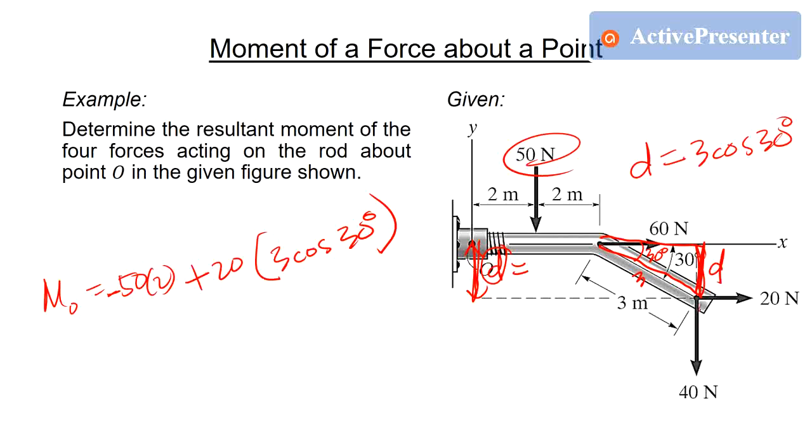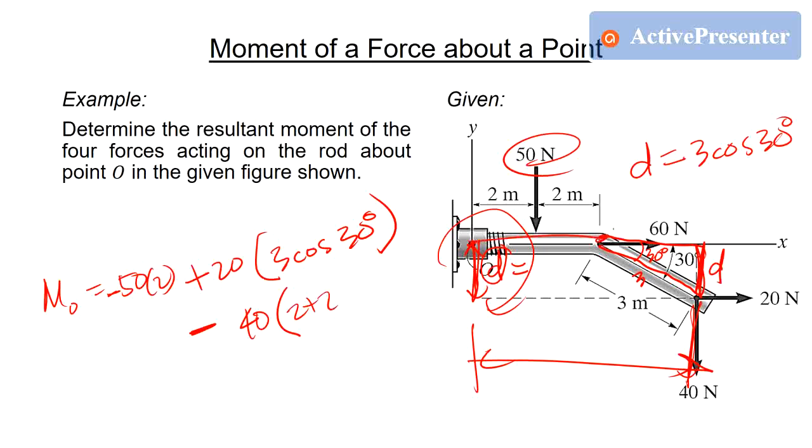Then the last one is 40 Newtons downward, which is a clockwise effect. So that is negative 40, and the distance is this distance from point O, which is 2 plus 2 plus this distance right here. So that distance is 3. This one right here is sine 30, because that is opposite to the 30. So let's replace this with sine 30. So 3 cosine 30 is this distance, 3 cosine 30.